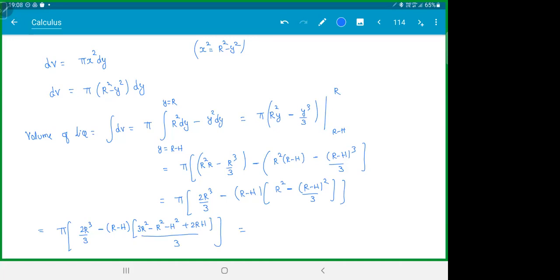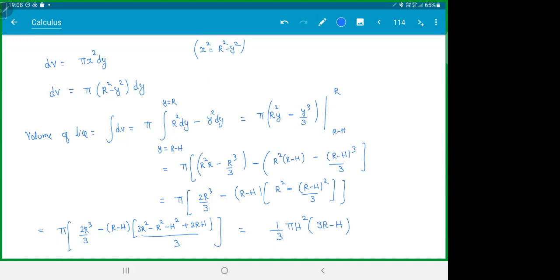I do remember the answer though. So you simplify this, you end up with simply 1 by 3 pi h square into 3r minus h. I remember something like this. That is what you'll get as the answer finally.